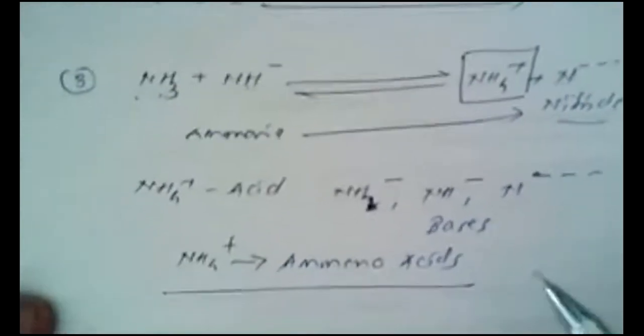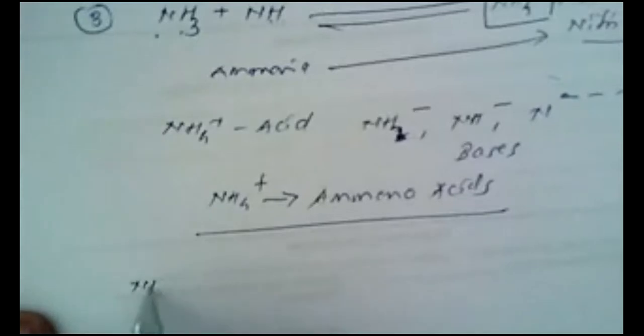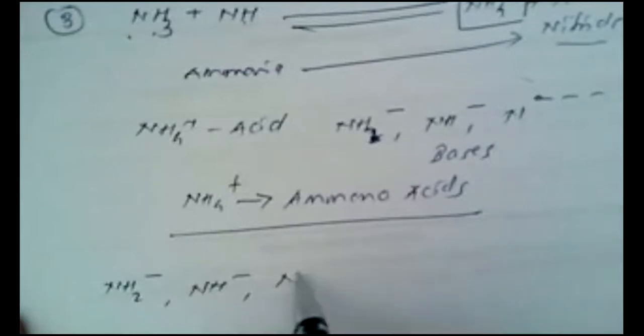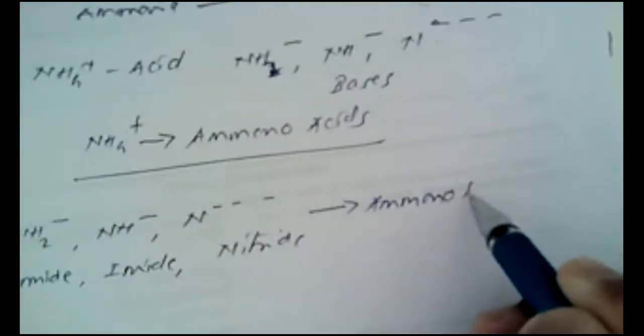You should bear in mind that the NH4 plus ions formed during the course of the reaction with amide, imide and nitride are known as ammono acids. And the NH2 minus, NH minus and N3 minus, which are the amide, imide and nitride, are commonly referred to as the ammono bases.